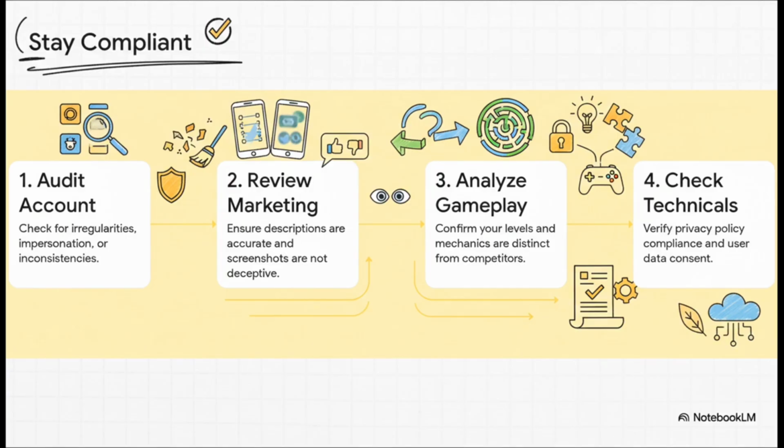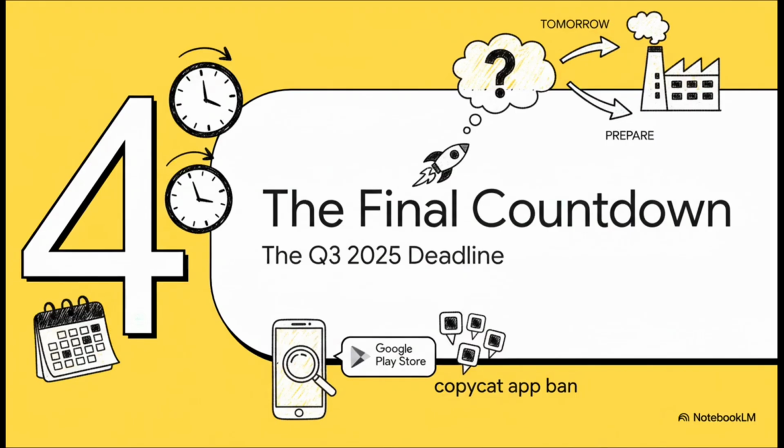First, audit your account itself for any red flags. Second, go look at your marketing and your store listing. No more deceptive screenshots or descriptions. Third, and this is the big one for this new policy, you have to be brutally honest and analyze your gameplay. Is it genuinely distinct from your competitors? And finally, dot your I's and cross your T's on the technical stuff, like making sure your privacy policy is up to snuff. So when does all this actually start to matter?